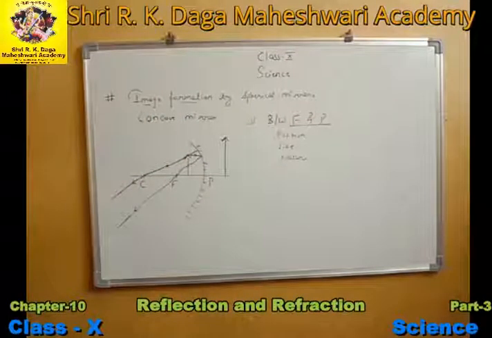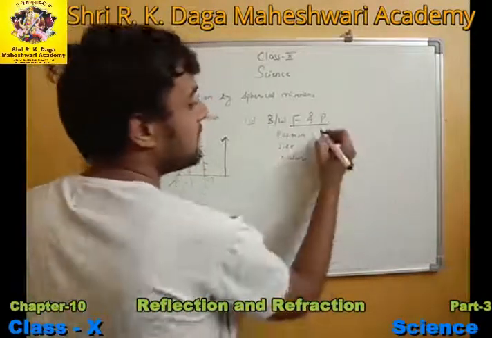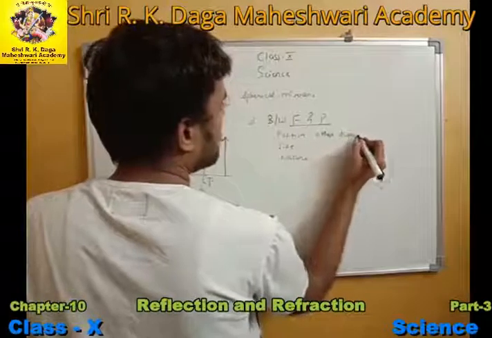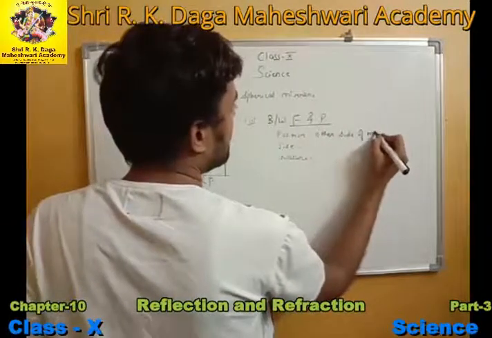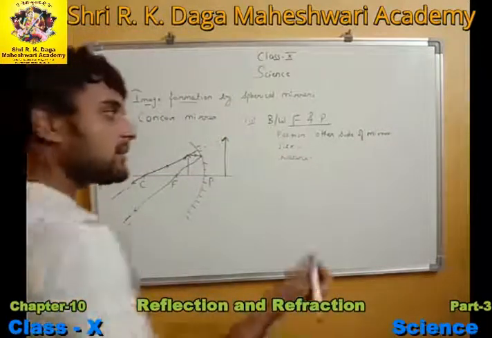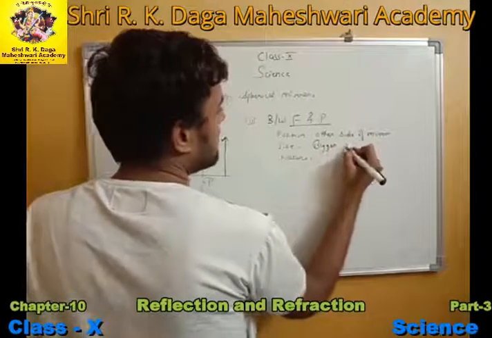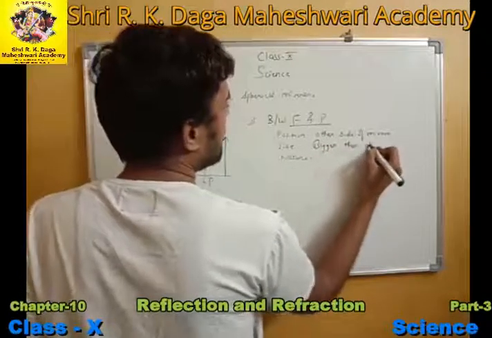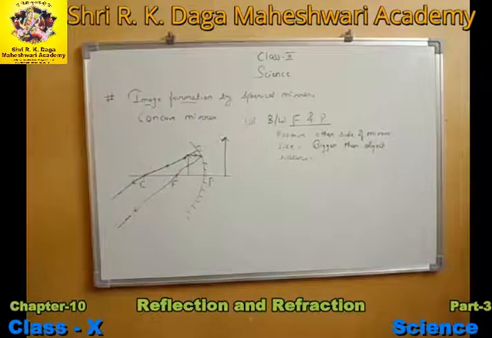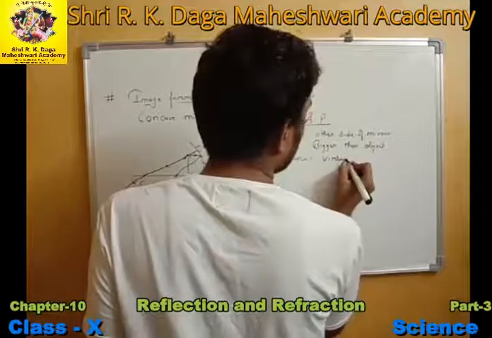What is the position of the image formed? It is on the other side of the mirror. Okay. The image is formed on the other side of the mirror. What is its size? It is bigger than the object. As you can see in the figure, it is bigger than the object. What is the nature of the image formed? The image formed is virtual and erect.